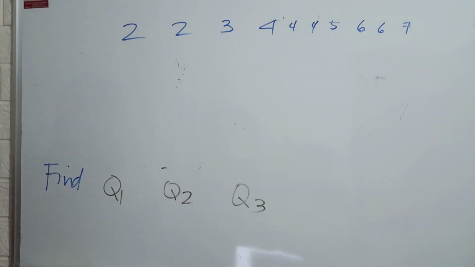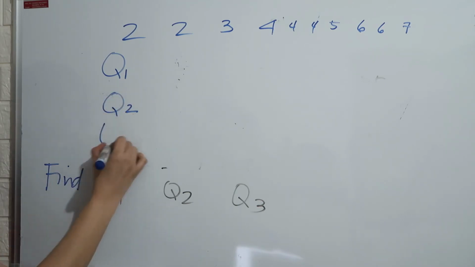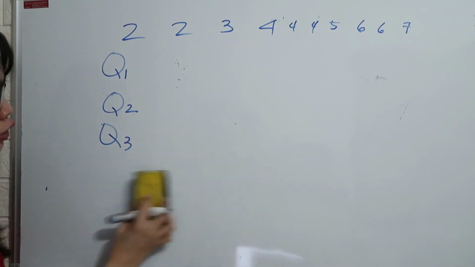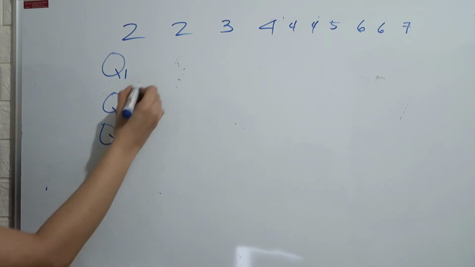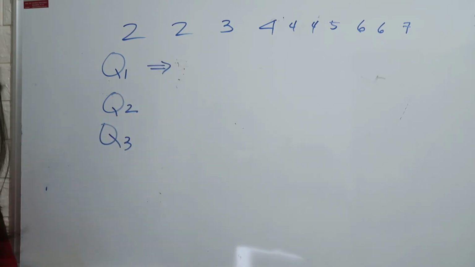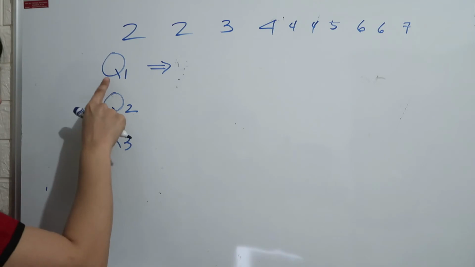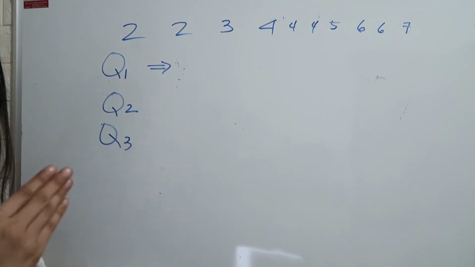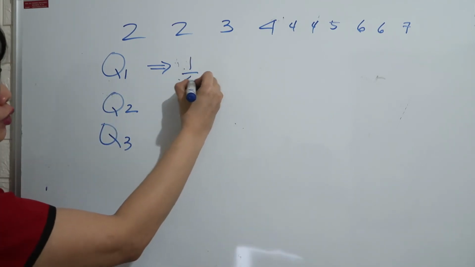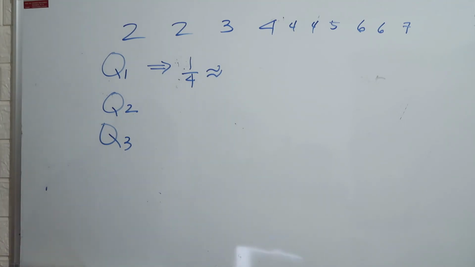Now, we need to determine the first quartile, second quartile, and then third quartile. Miss, how do we do that? Remember that when we say quartile, you need to divide the group into 4 equal parts, right? So that is 1 over 4, which is equivalent to what? What is 1/4?